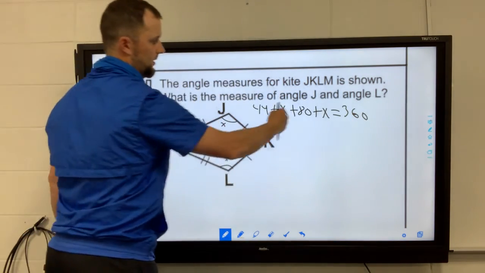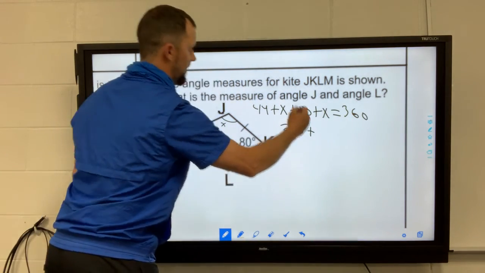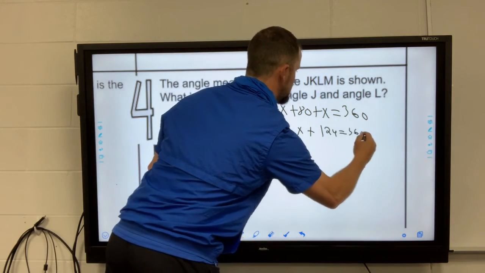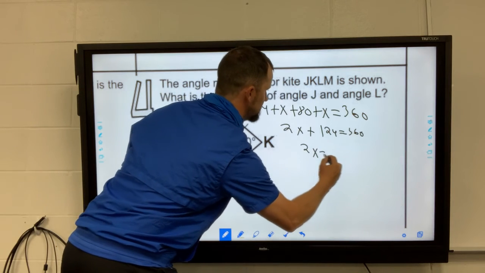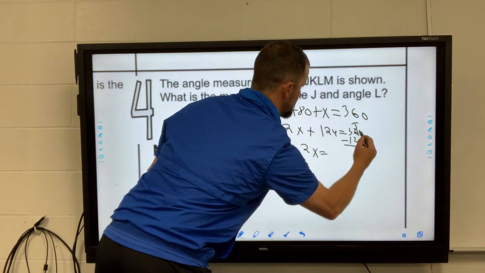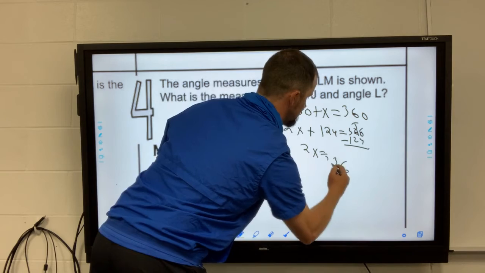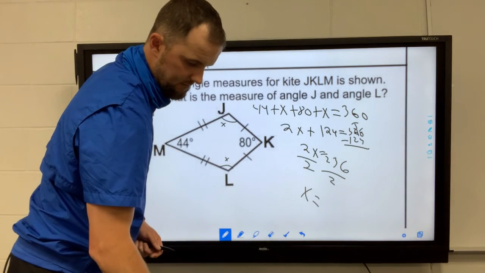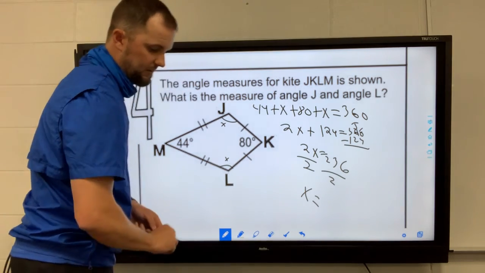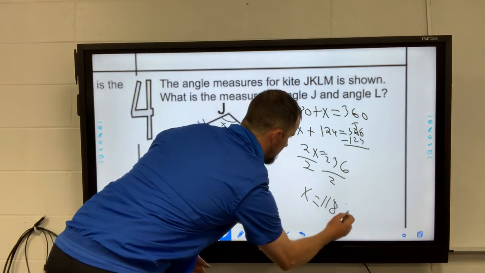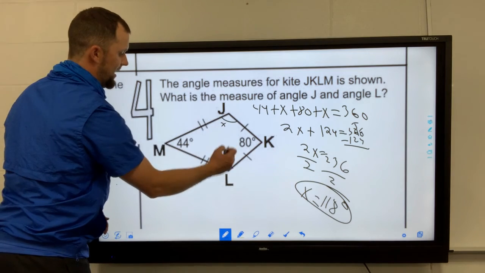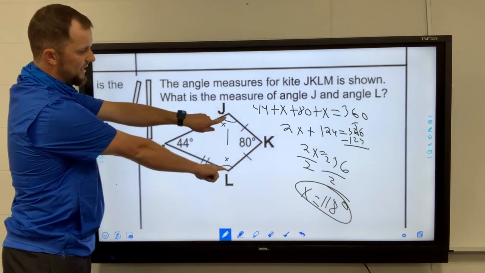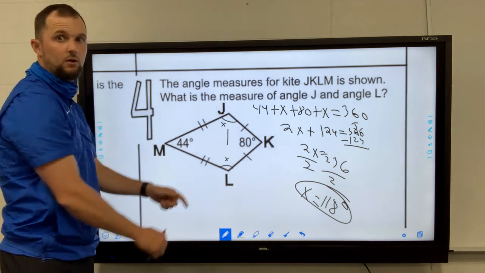Combine like terms, x and x gives you 2x. 80 plus 44 is going to give you 124. Subtract 124 on both sides, which is going to give you 236. And then I'm going to divide by 2 on both sides. 236 divided by 2 is going to end up giving you 118 degrees. So that means both J and L are 118 degrees, because in a kite, these 2 angles that are not across from each other right here are going to be congruent to each other.